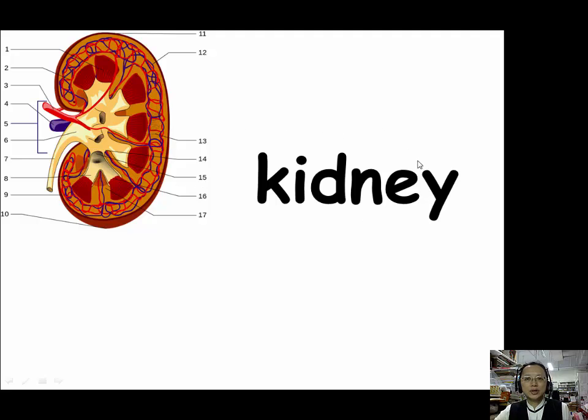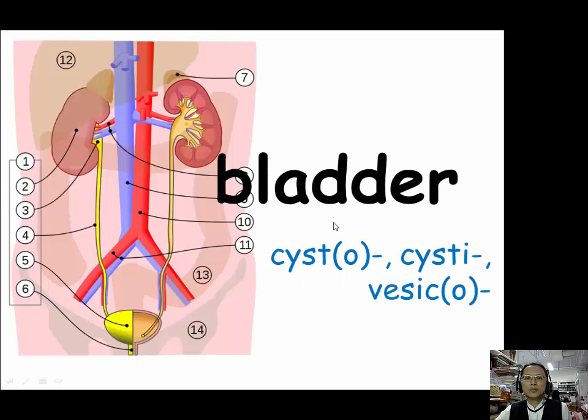Let's review what we learned for kidney. We have two prefixes, nephro, N-E-P-H-R-O, and reno, R-E-N-O. For bladder, we have three prefixes, cysto, C-Y-S-T-O, cysti, C-Y-S-T-I, and vesico, V-E-S-I-C-O.